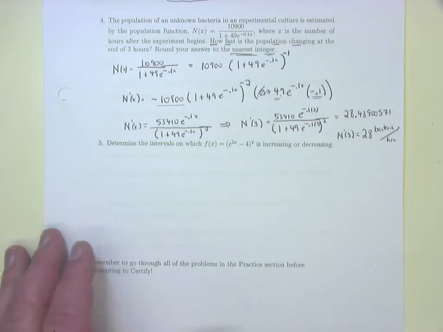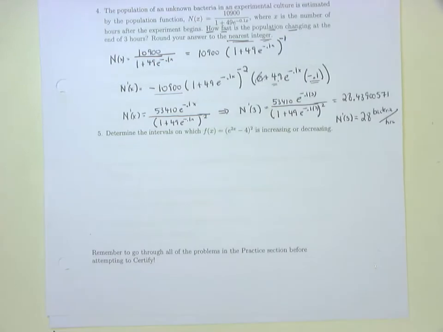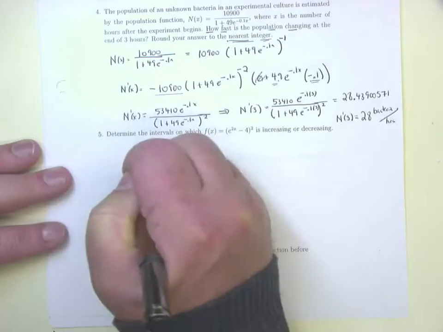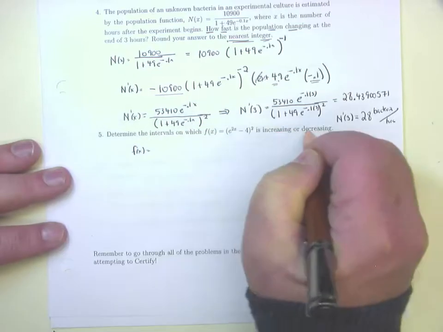All right, take a look at this next guy. Yep, same questions that I put on your last test, just different functions. Determine the intervals on which f of x equals e to the 2x minus 4 quantity squared is increasing or decreasing. They want intervals of increasing and decreasing on this guy. For intervals of increasing and decreasing, I want a first derivative number line. For intervals of concavity, I want a second derivative number line. See last test. There it is. So the first thing I'm going to do is take the derivative of my function. This increase and decrease is a first derivative number line.